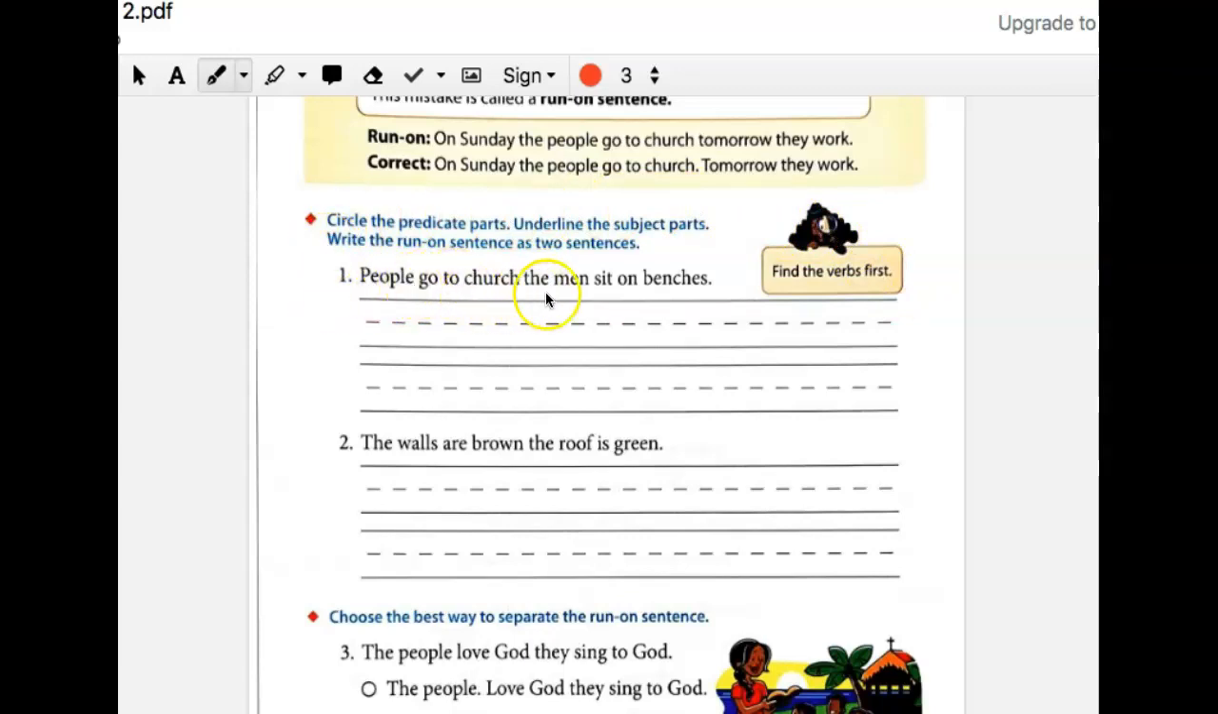People go to church, the men sit on benches. That's our sentence. And this sentence has two complete thoughts. Where are the verbs? The verbs are go and sit. So that means our predicate parts are go to church and sit on benches. That means our subject parts are people and the men.